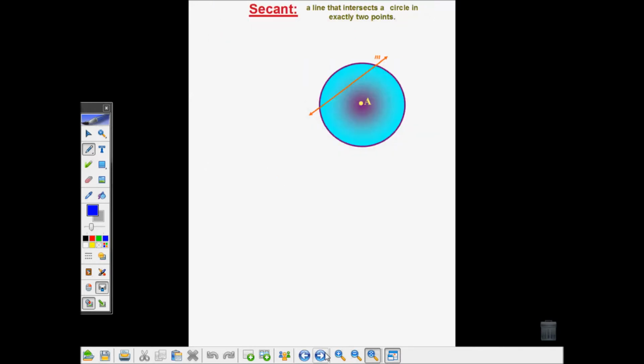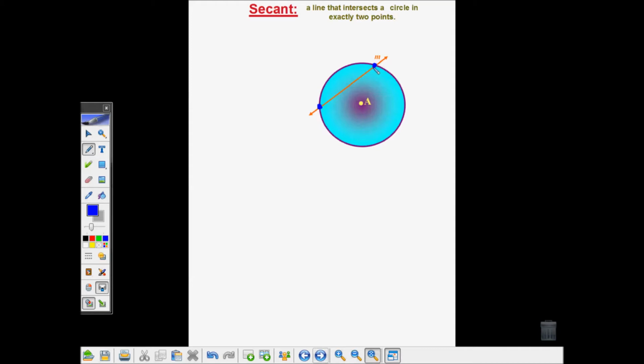First would be just talking about what a secant is. A secant is a line that intersects a circle in exactly 2 points. As we can see here, we have line M. It intersects the circle here and here, so 2 points, making it a secant. Remember we have also talked about tangents and chords, and then angle measures and measures of arcs. All of that is going to come together today.